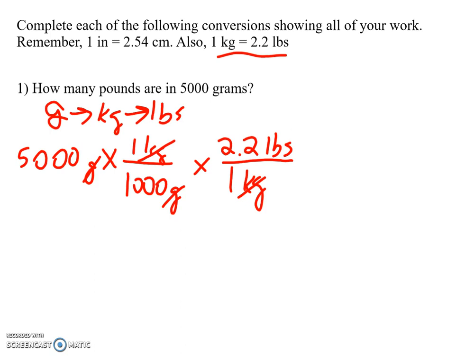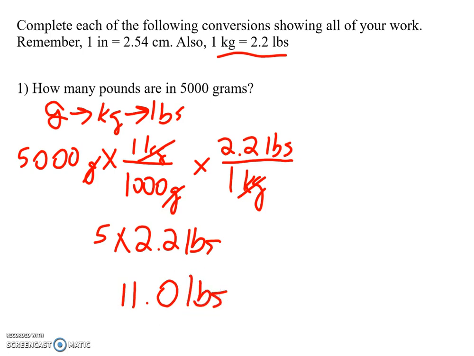So if I do 5,000 times 1 over 1,000, I know that this is 5 times, well, that's 2 2/10 over 1, so that's just 2 2/10 pounds, which will give me 11 pounds. So 5,000 grams is about 11 pounds.